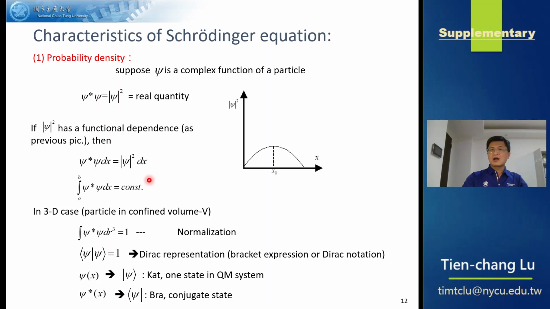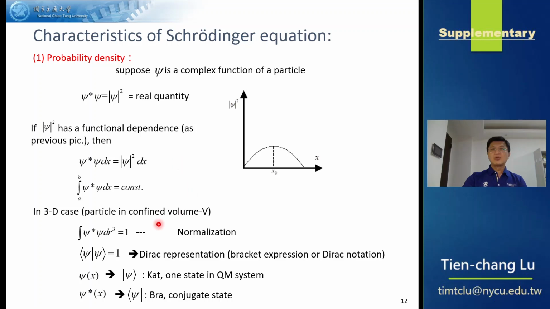So if we integrate this function from position A to B, this should be a constant, because the electron or particle we can observe is a real quantity. In the 3-dimensional case, suppose there's a hydrogen atom. At the center we have a nucleus, and around the nucleus we have electrons. Because it is a hydrogen atom, the number of electrons is 1.